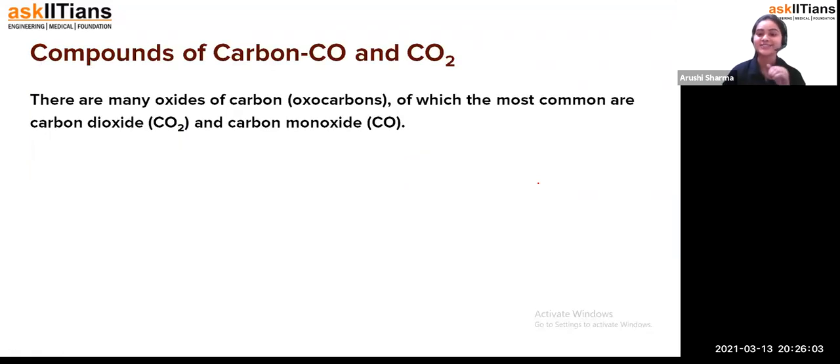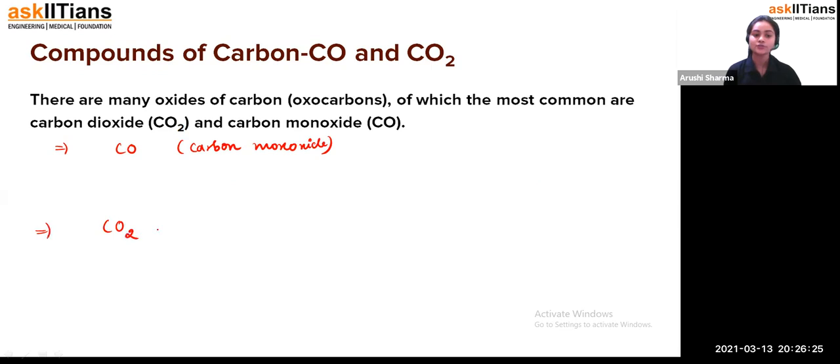Now, coming to the last topic of today's session, as we have discussed the versatile nature of carbon, catenation, tetravalency. Now, coming to the compounds of carbon, that is CO and CO2. So, students, CO is what we call carbon monoxide. These are the oxides of carbon. And CO2 we call carbon dioxide, because it contains two oxygen atoms. So both are oxides of carbon only.